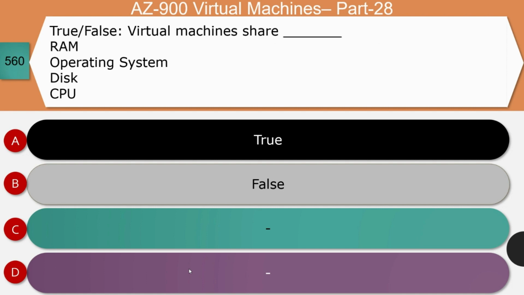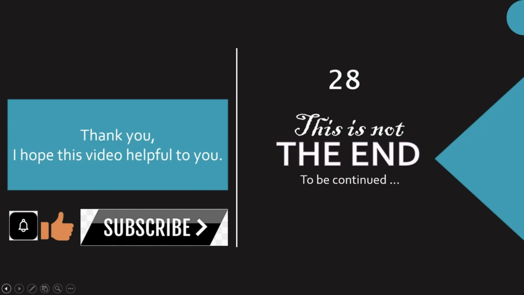Next question, true or false? Virtual machines share RAM, OS, disk, CPU. Is it true or false? The right answer for this question is true. In a virtualization environment, the host OS and the guest OS, which can be either the same or different, can share the underlying host resources like RAM, OS, disk, and CPU. And so the right answer for this question is option A.